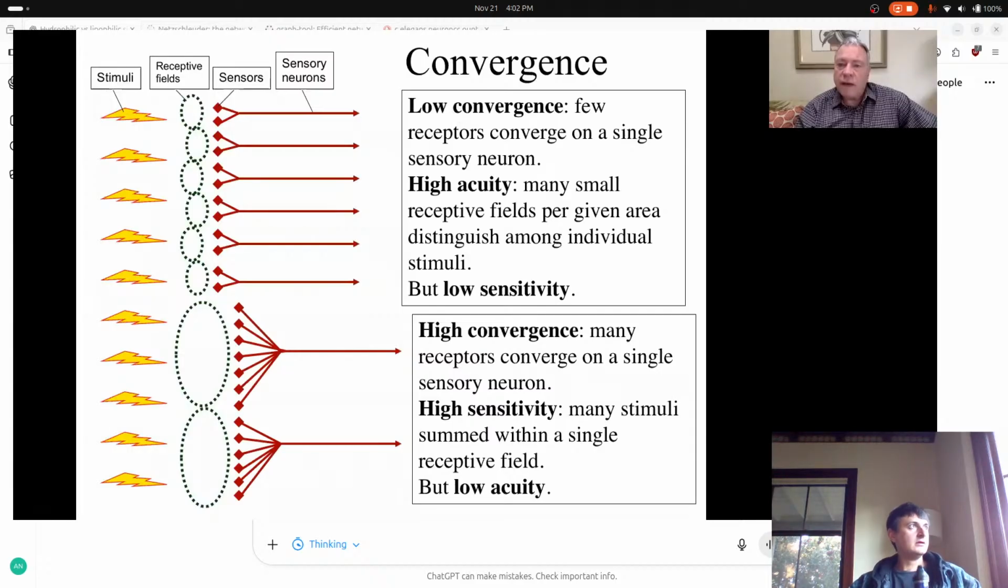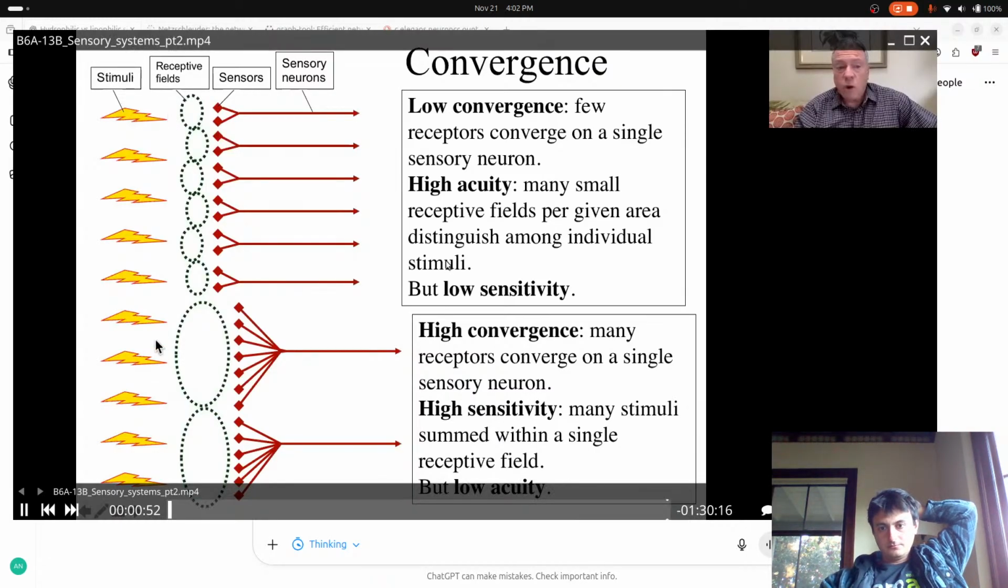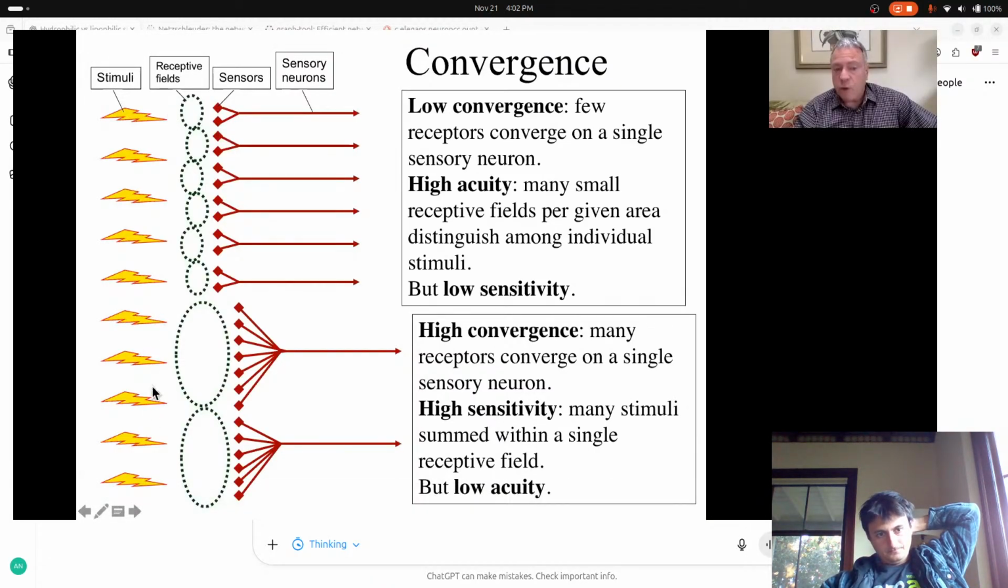We also talked about how to accumulate enough of those little depolarizations, you can hit one collection of gates to open those little ion gates multiple times to accumulate enough to make it to threshold. Or you can have multiple groups of gates opening that are converging on that neuron to more rapidly accumulate those depolarizations. And so this trade-off between convergence, how many receptors you have converging onto the same neuron, is related to this trade-off between acuity and sensitivity.